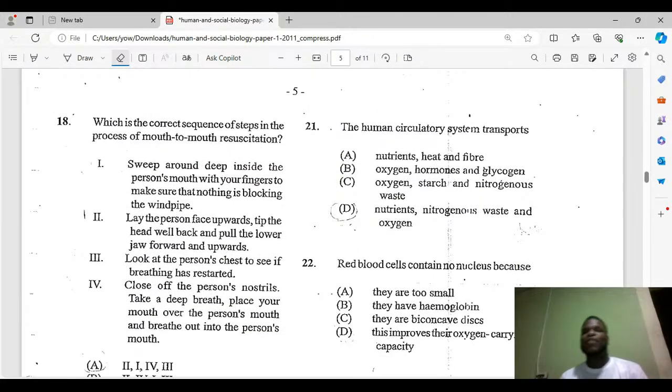The circulatory system transports what? Again, another question that came on our live last time. The human circulatory system transports what? Is it A, nutrients, heat, and fiber? B, oxygen, hormones, and glycogen? C, oxygen, starch, and nitrogen waste? Or D, nitrogenous waste, nutrients, and oxygen?